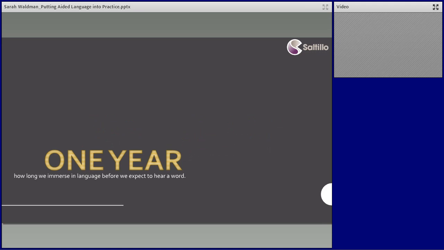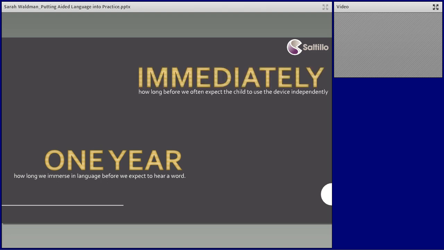And 1 year is how long we immerse in language before we expect to hear a word, again, for a typical child. But usually when we start a child on a device, we often expect that immediately after they're just going to start using it. And that's not the case. We have to really consider that just as other children take so much time and need so much modeling and exposure and repetition to learn language, the same is going to be when you start a child on an AAC device. And again, this goes for any device.